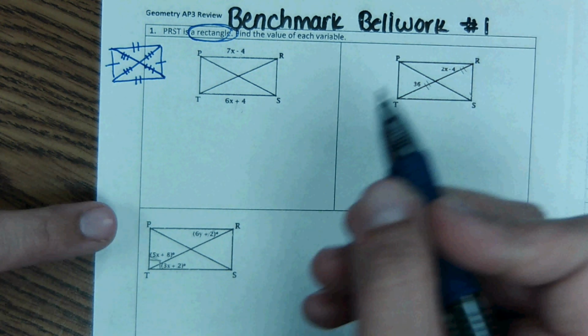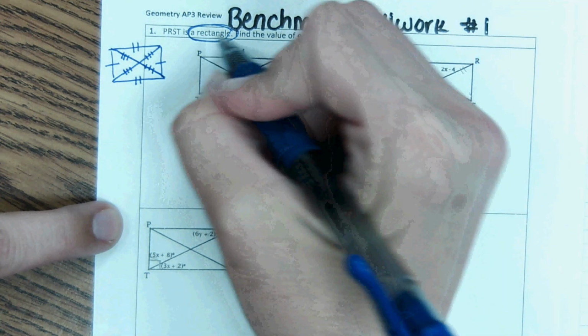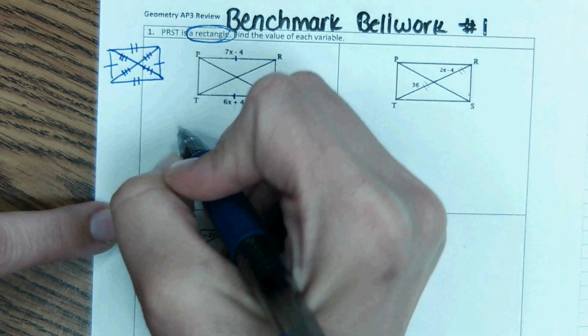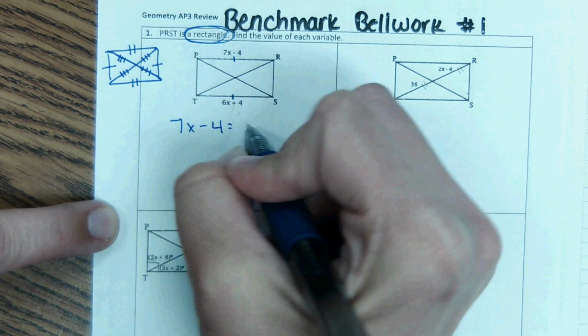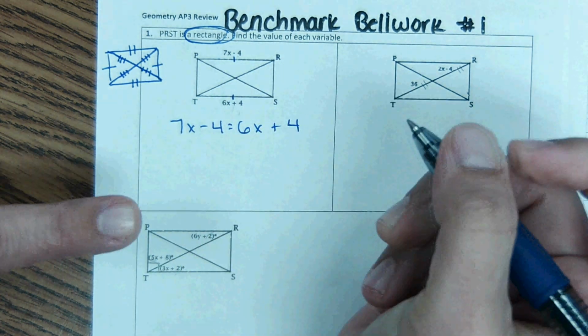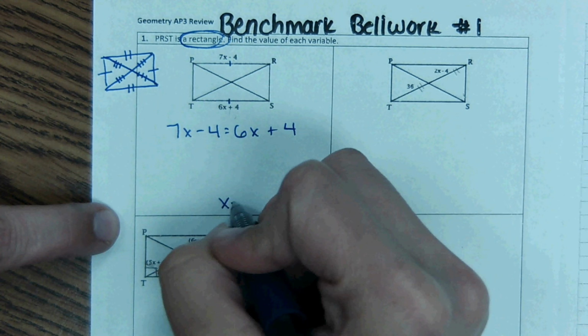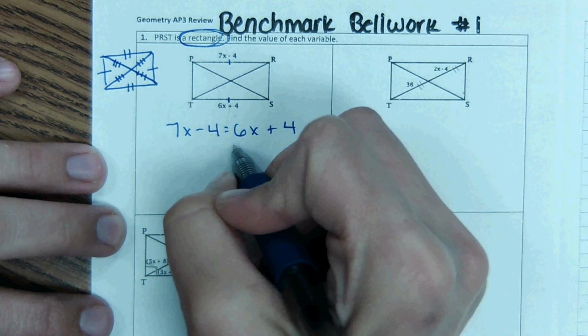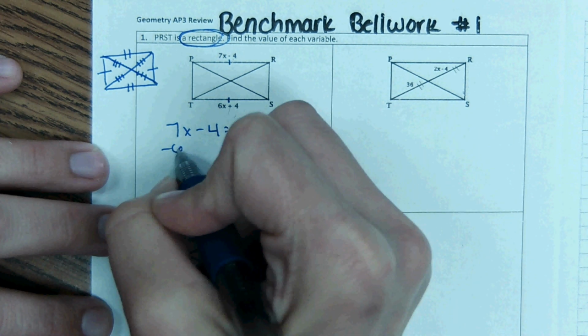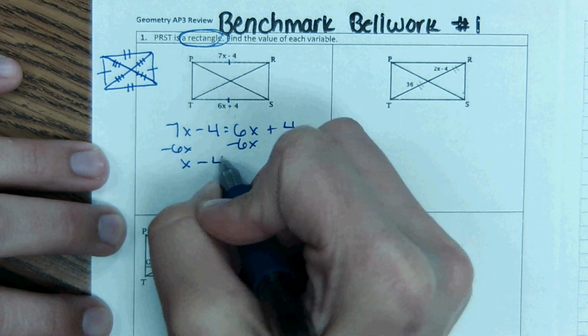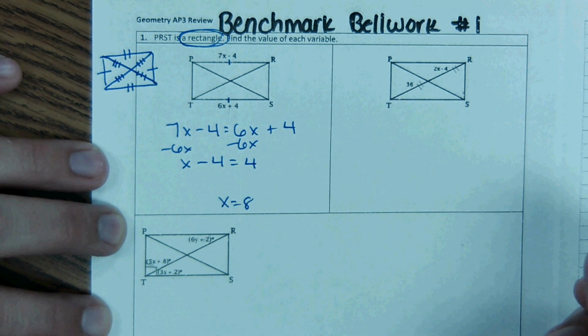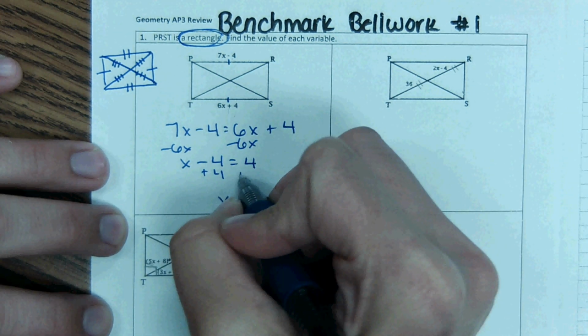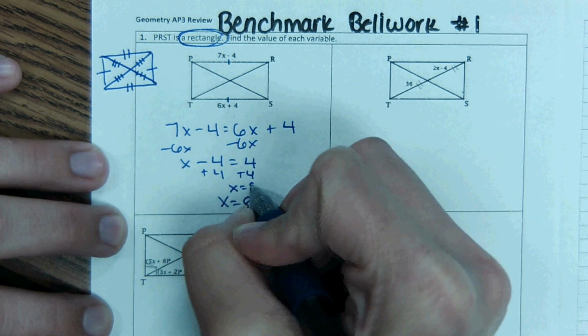So for the first one, it just shows opposite sides here and says it's a rectangle, so this is the same length as this, and we can set them equal to solve for x, and I saw a lot of you had this set up, which is awesome. If you got x equals 8, you did it correctly. You're awesome. If you didn't, I'll quickly go through the steps on how to solve. You want to put all the x's on one side, and then all the constants on the other side, and you get x equals 8.